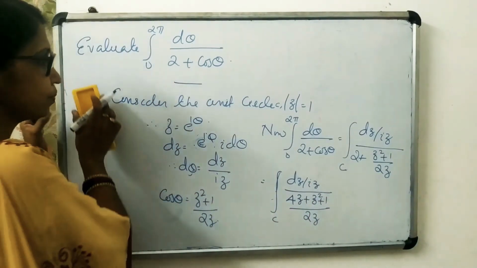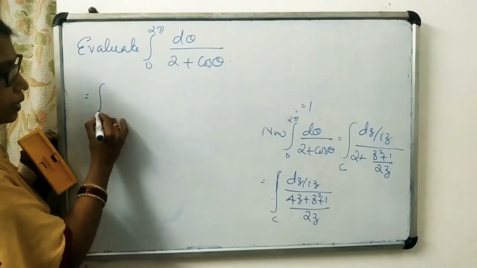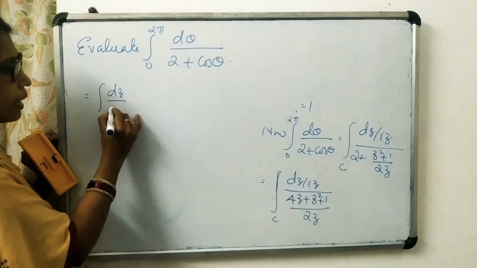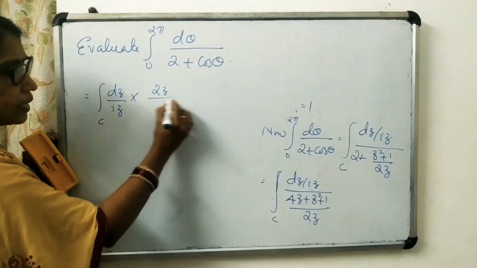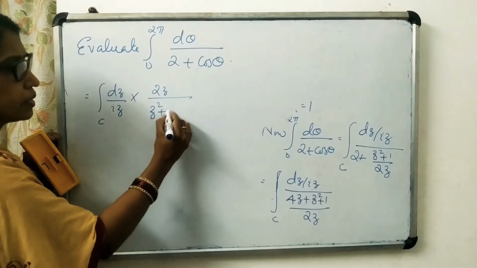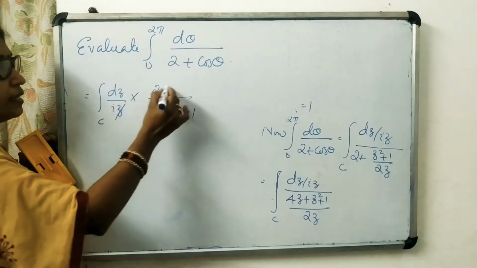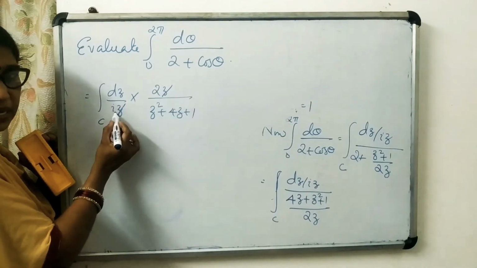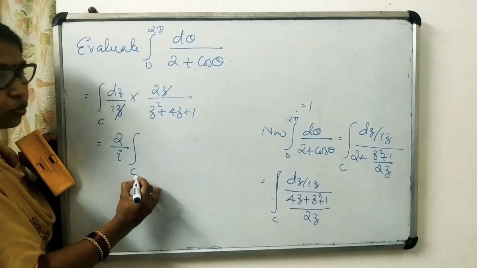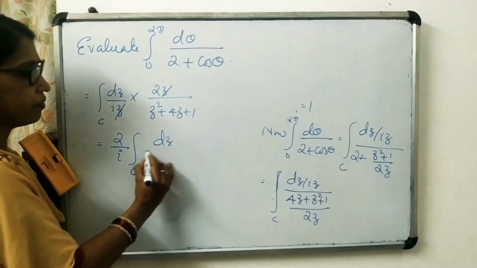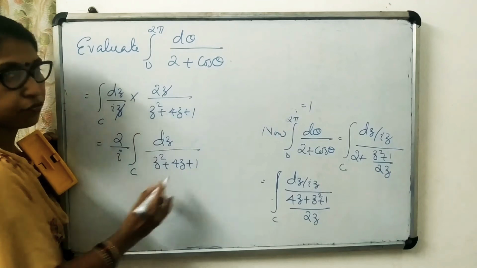Now this is equal to integral over C dz by iz into, taking the reciprocal, we get 2z divided by z square plus 4z plus 1. Cancelling this z, and 2 by i is a constant. I am taking outside 2 by i into integral over C dz divided by z square plus 4z plus 1.